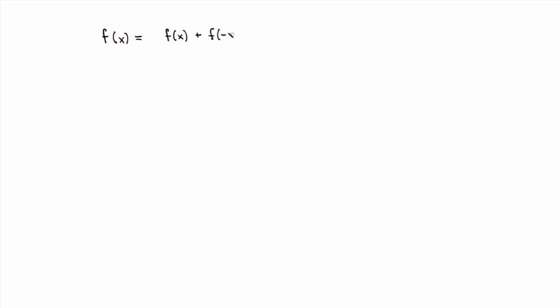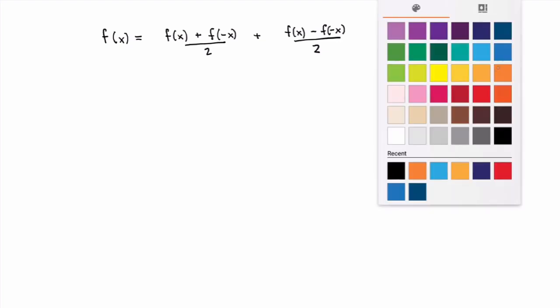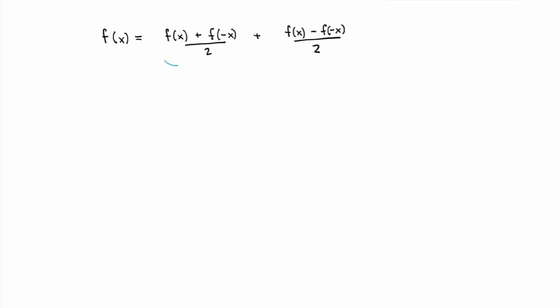So f of x plus f of minus x over 2, plus f of x minus f of minus x over 2. Now we see that I've just rewritten the same thing, because the term f of minus x over 2 cancels with the minus f of minus x over 2. And the two other terms here just add up to f of x, so I get the same thing as the left-hand side.